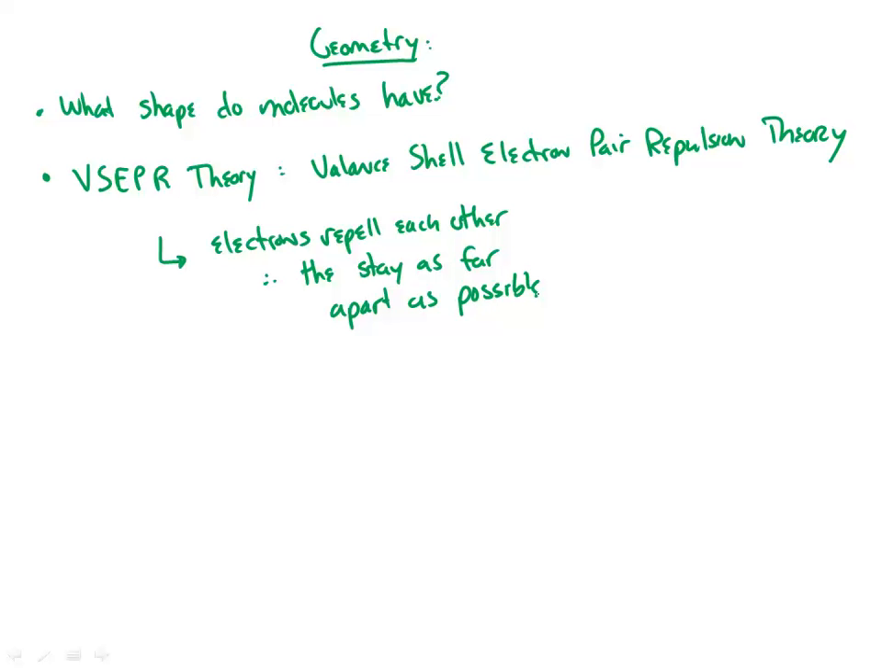I mean, that makes sense, right? Valence shell is simply saying we're talking about the electrons in the valence shell. Electron pair repulsion simply says electrons don't want to be next to each other. So pairs of electrons that are not in bonds, not being shared, want to stay as far apart as possible. The theory name almost tells you what it is. And what it allows us to do is determine the shape of molecules.